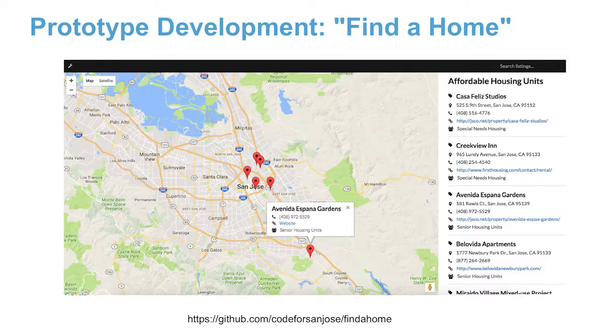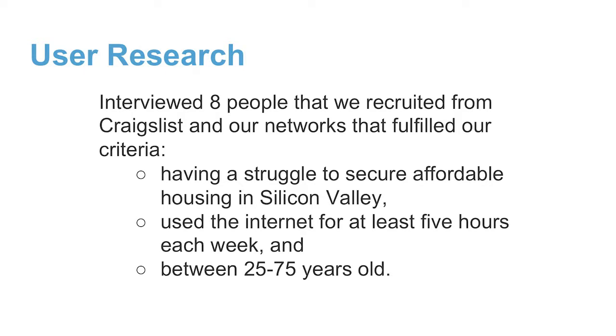So we first started by building this Find a Home prototype, which was basically just listings for affordable housing that we kind of scraped off the internet. But then we realized we had to put a pause on that because we hadn't really started doing user research. So we interviewed 8 people that we found from our networks and also through Craigslist. We wanted to talk to people who struggled at some point to find affordable housing in Santa Clara County.